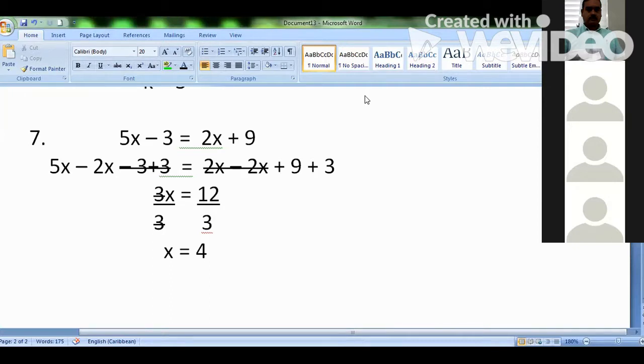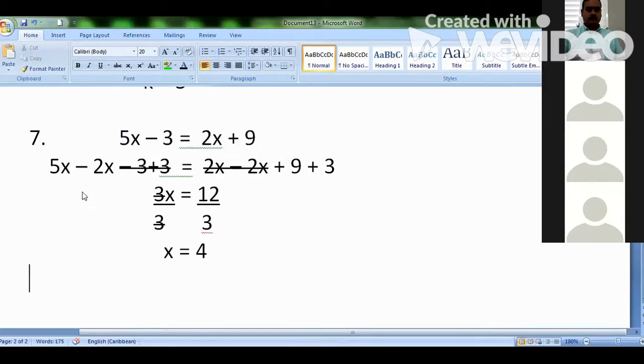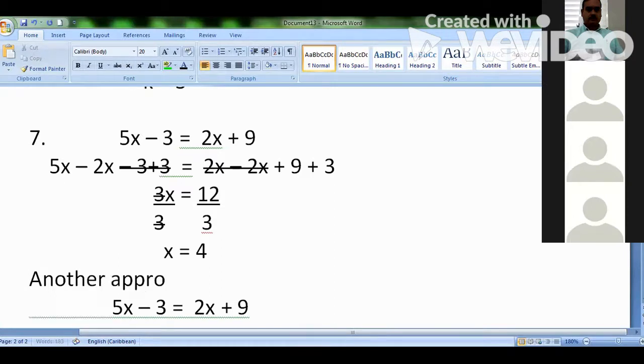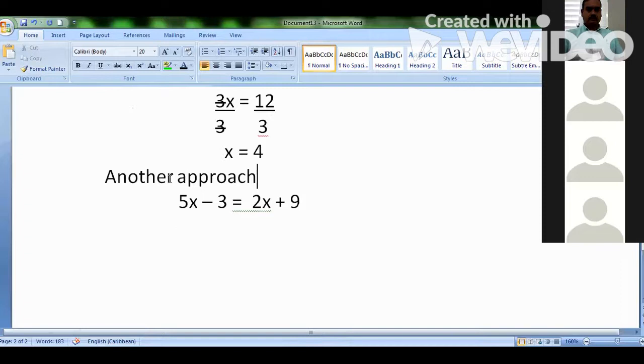Remember I said that we're going to give you guys some time to write down question 7. What I'm going to do is show you what would happen if I decided to put the X on the right. So in other words, let's call this another approach. It's a good thing you asked me because I was going to do this later on, but since you bring it up, let me just do it.